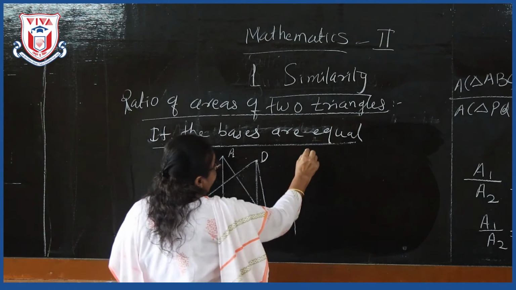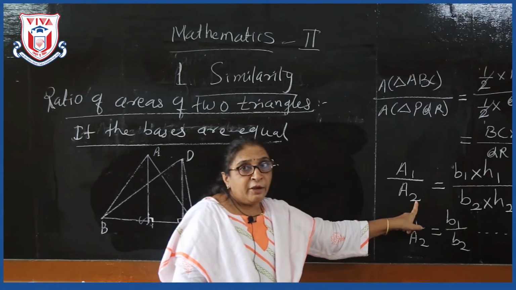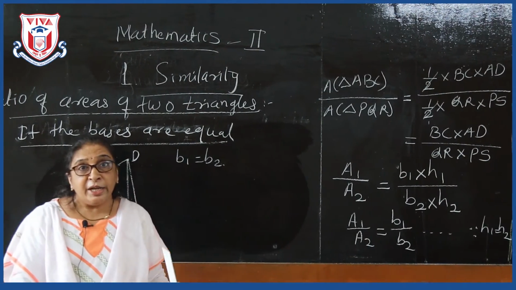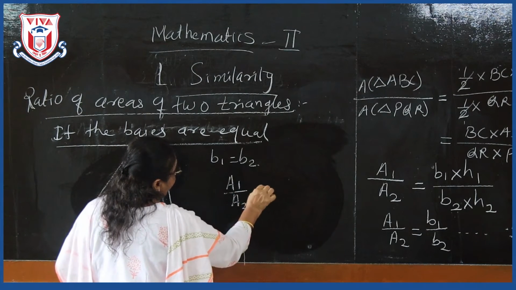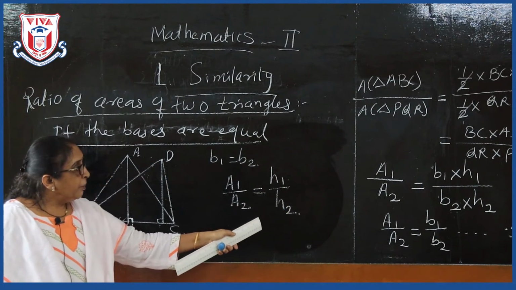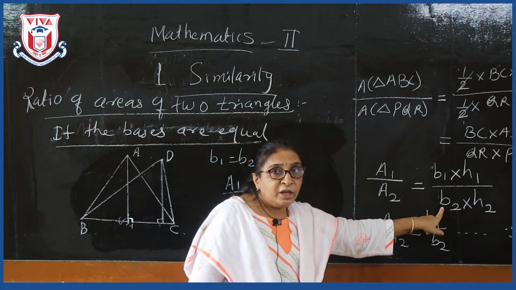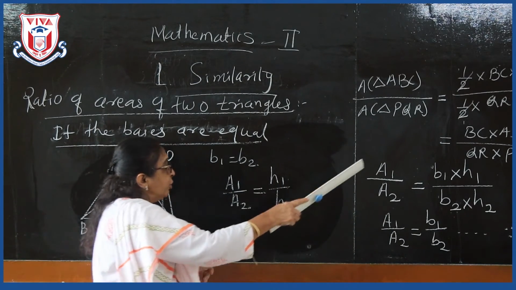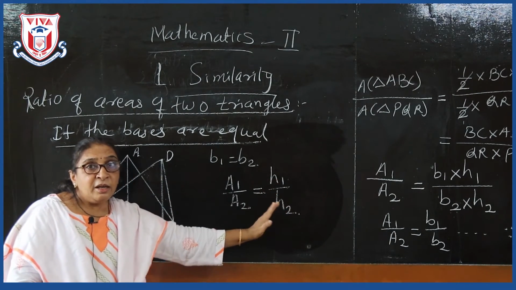That means B1 is equal to B2. So in this first formula only, A1 upon A2 is equal to B1 H1 upon B2 H2. We can derive another formula. A1 upon A2 will be equal to H1 upon H2, because B1 and B2 are equal and hence they will cancel each other, and we get the ratio of the areas will be equal to their corresponding heights. Is it clear to you? This is the third property.